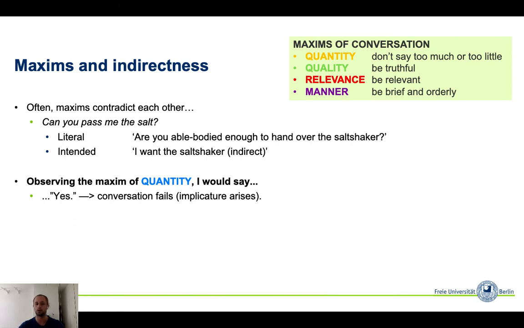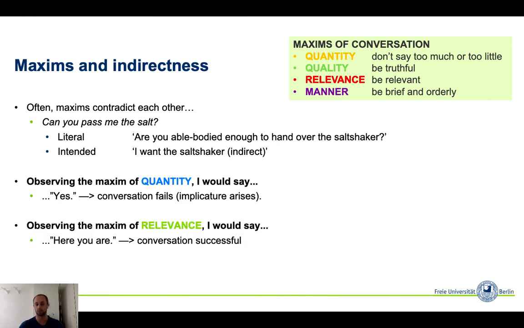Right, so here if we were to observe the maxim of quantity, to not say more, but not less than is required, we would say probably something like yes, because that's the least we can say in order to observe this maxim. But we know that this is not what is expected, right? Because that would not be relevant. So by saying yes, we would observe the maxim of quantity, but we would not observe the maxim of relevance, right? So in this case, the maxim of relevance is more important, and we know that it's not as bad to say more and say something like "here you are" or "here it is."